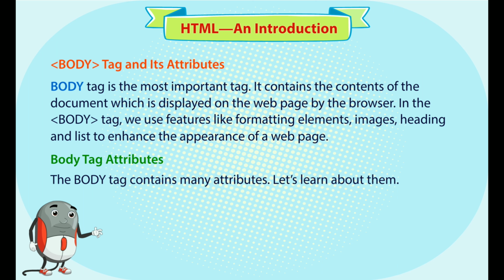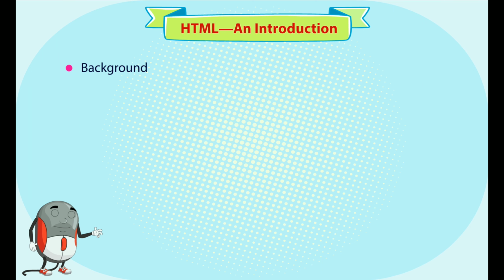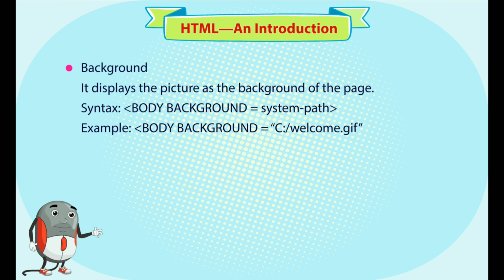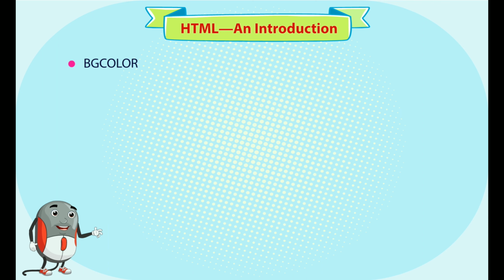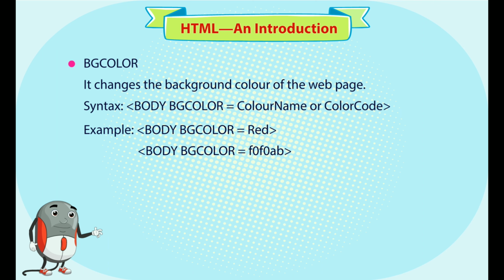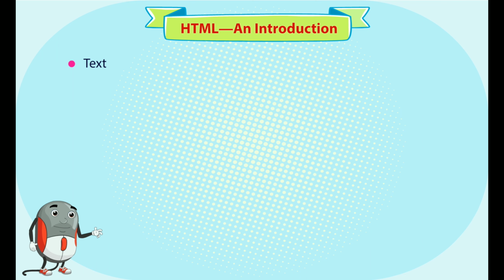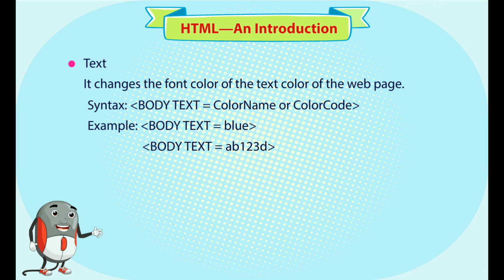Body tag attributes. The body tag contains many attributes. Let's learn about them. Background. It displays the picture as the background of the page. BG color. It changes the background color of the web page. Text. It changes the forecolor, or text color, of the web page.